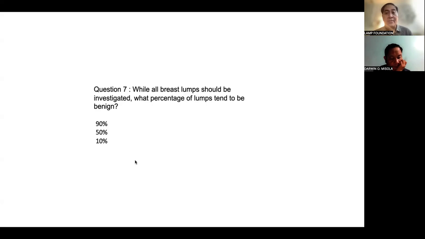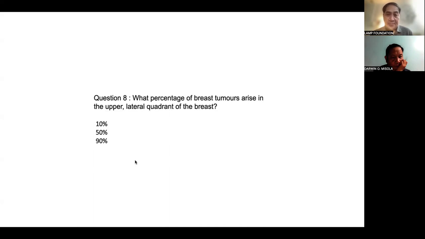While all breast lumps should be investigated, what percentage of lumps tend to be benign? 90%. What percentage of breast tumors arise in the upper lateral quadrant of the breast? 90%. Okay. What acupuncture point do you find there?